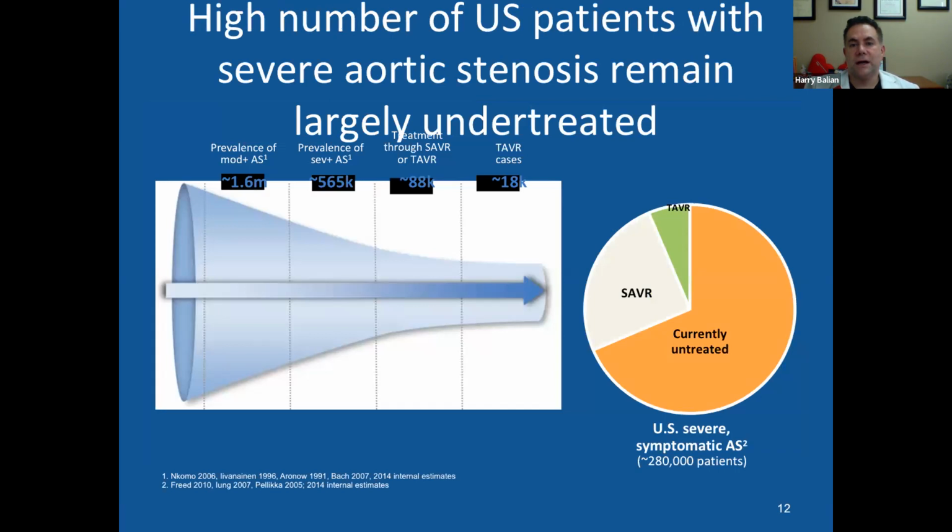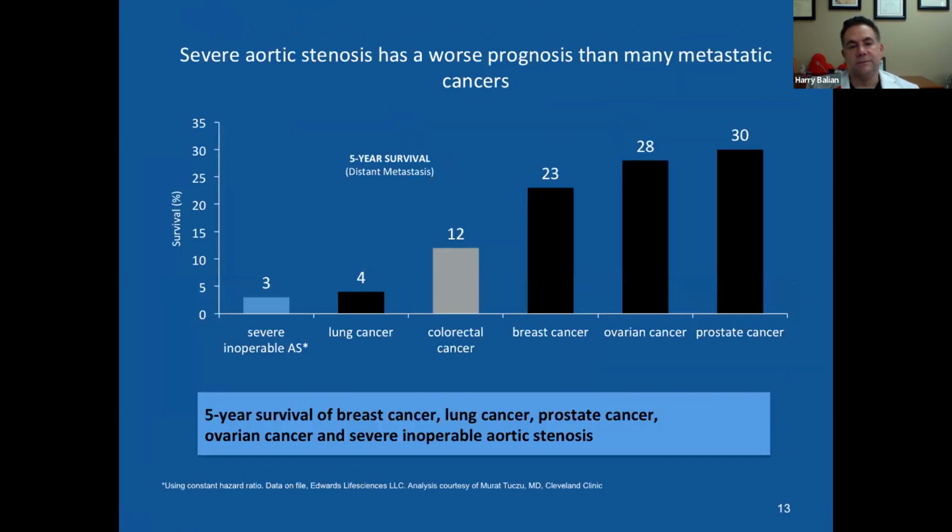Unfortunately, there's a high number of patients walking around with aortic stenosis, and very few of them actually get treatment. So 1.6 million are diagnosed, and only about 18,000 of those get an actual TAVR, which is valve replacement. Severe aortic stenosis has a worse prognosis than a lot of the metastatic cancers. We tend to focus so much on the cancers, which we should, but we tend to under-treat and under-recognize the impact of severe AS on patients. Severe inoperable AS has a worse prognosis than a lot of the cancers.